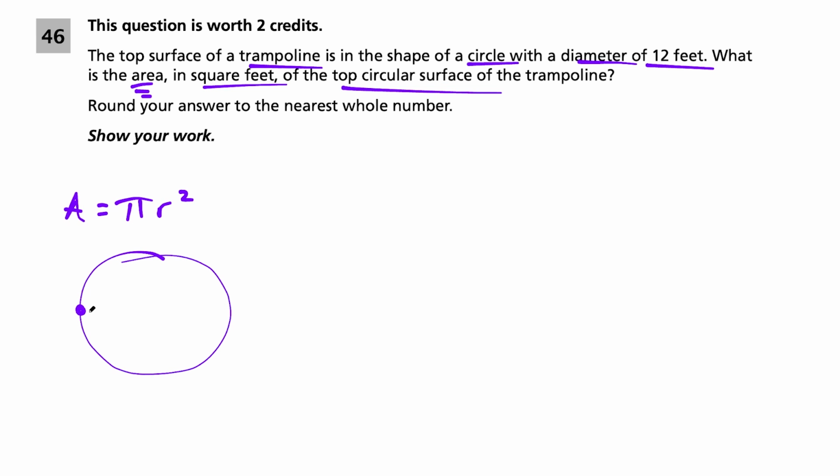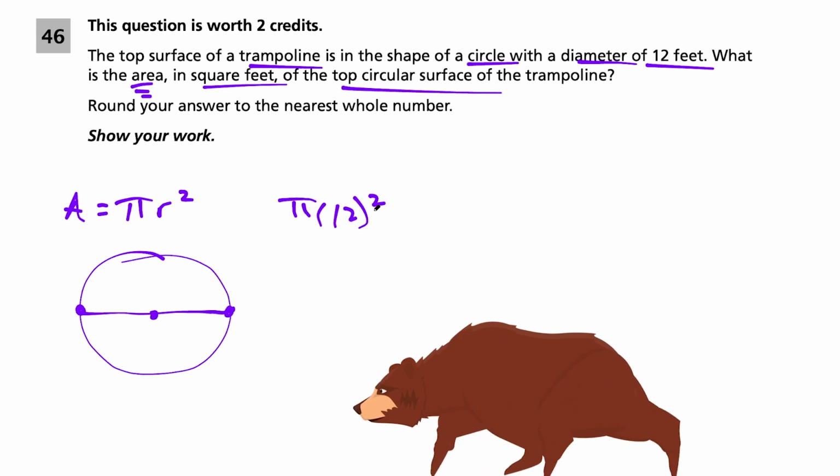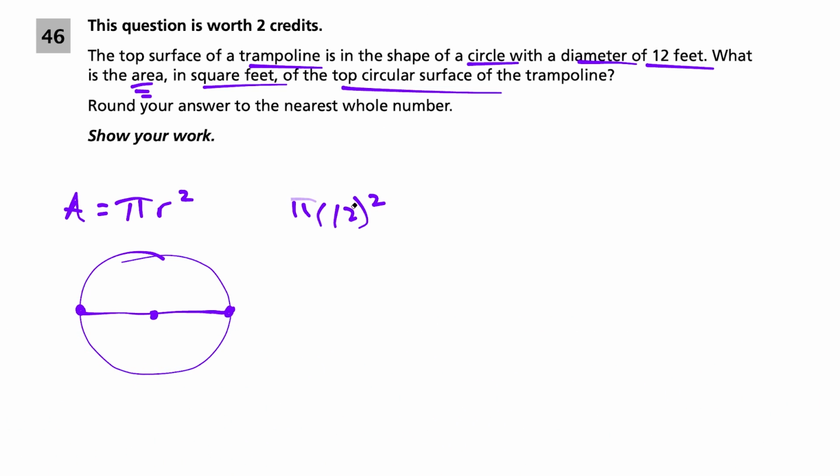So if this is our trampoline, we're told the diameter. So we just have to be a little bit careful here. Be careful not to say pi times 12 squared. This would be a very, very dangerous bear trap. What you want to think about instead here is that the diameter is 12 feet, so the radius would be 12 divided by 2, or it would be equal to 6 feet like this.